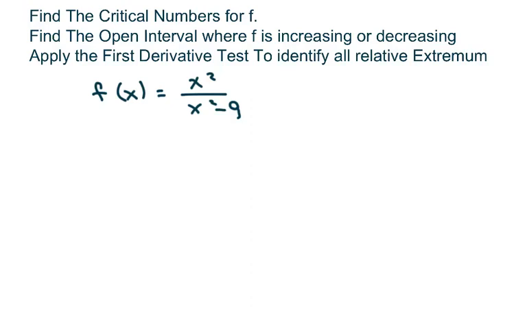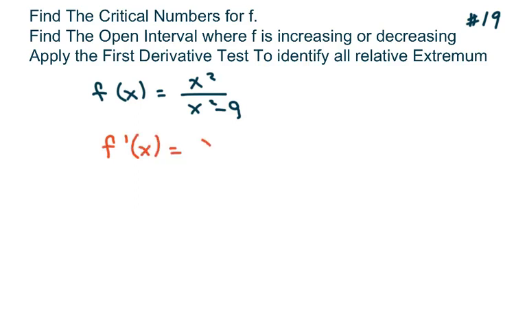Hi everyone, we're going to find critical numbers for f, and we're going to first take the derivative. We're going to find open intervals where f is increasing or decreasing. So when I take the derivative of this, I'm using the quotient rule.